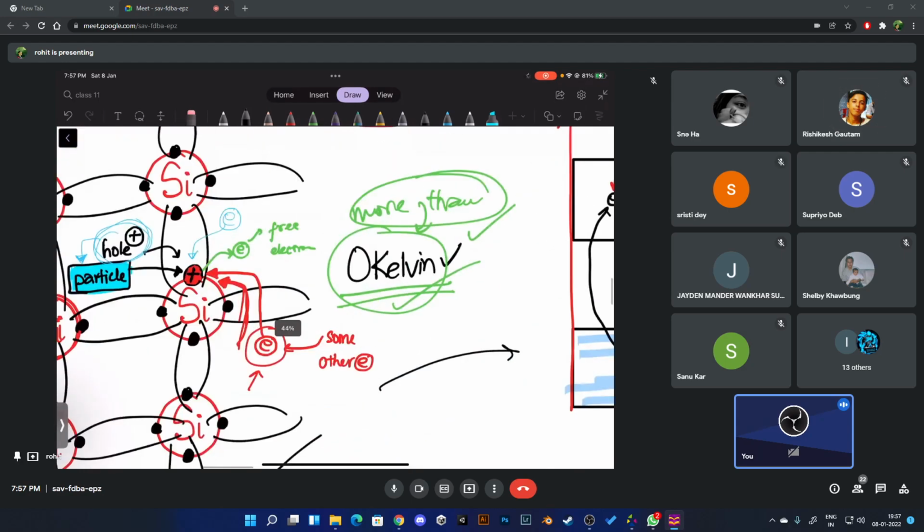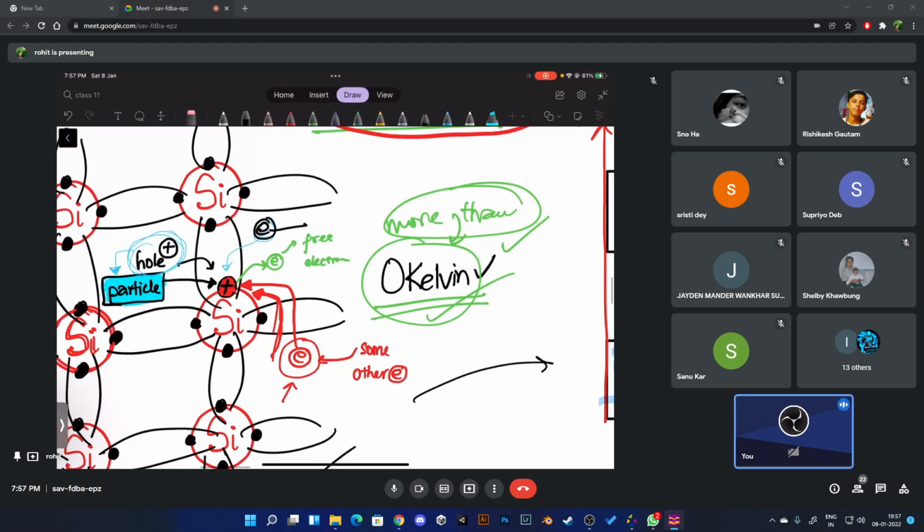Look at this. If this electron moves from here to here, you cannot say that there's a hole here. This electron went from here to here, right? So you cannot say this is a hole. Why? Because holes can only be present where? In the incomplete covalent bond. The holes can be present here, but cannot be present here. So holes can only be present in the incomplete covalent bond.